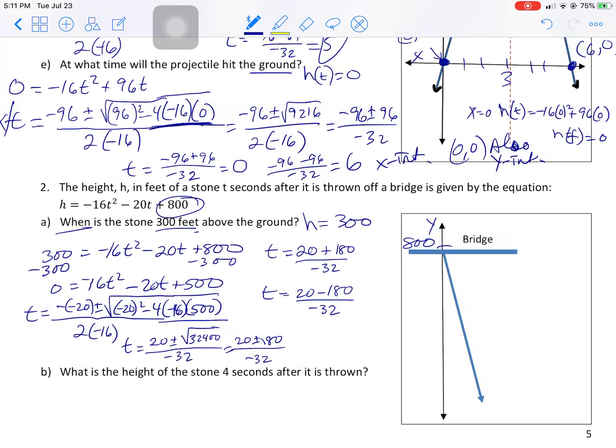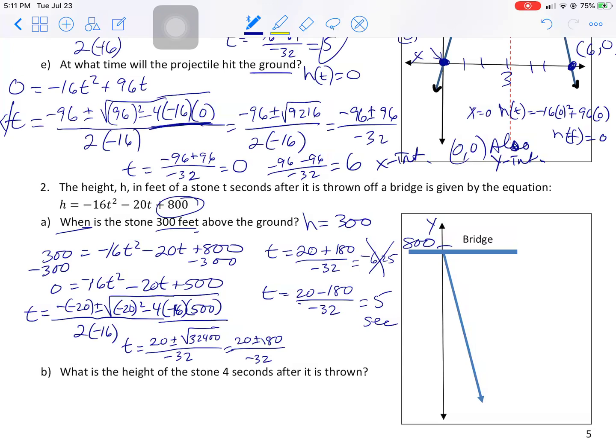In fact, when I crunch this out, notice that the top's going to be positive and the bottom's going to be negative. So this comes out to a negative number, and that makes no sense when we're talking about time. So that's not the one I want. But this one, with the negative 180, plus 20 divided by negative 32, is going to come out to 5 seconds.